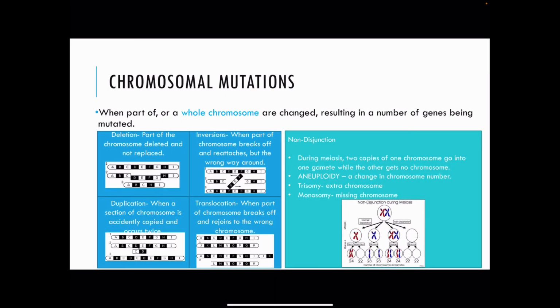So we just talked about gene mutations, which is when we have a change in the nitrogenous base sequence. Our other type of mutation is chromosomal, okay? This is when we have a structural change. So this is when part of or a whole chromosome is changed or mutated. Now, we result in a number of genes being mutated here instead of just one. There are 5 different types of chromosomal mutations.